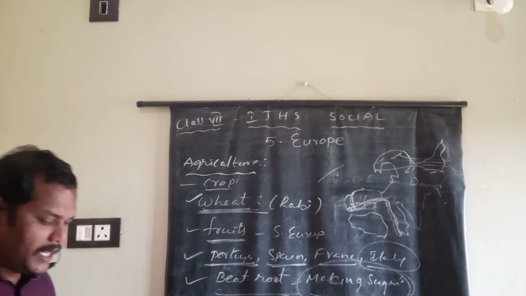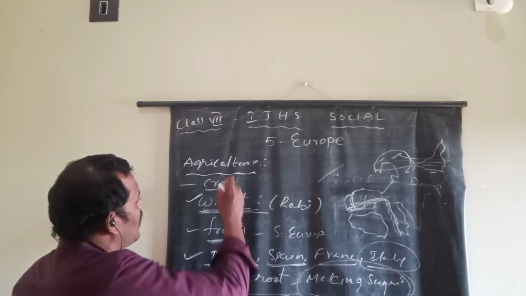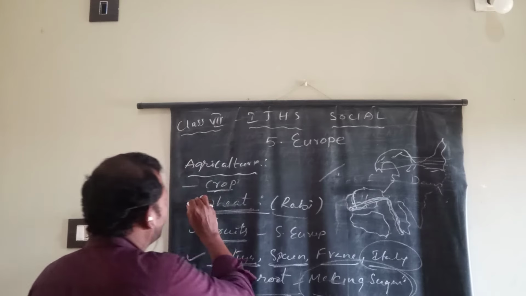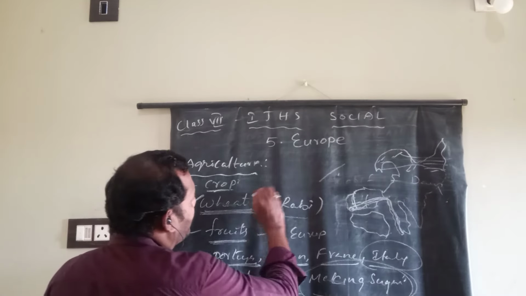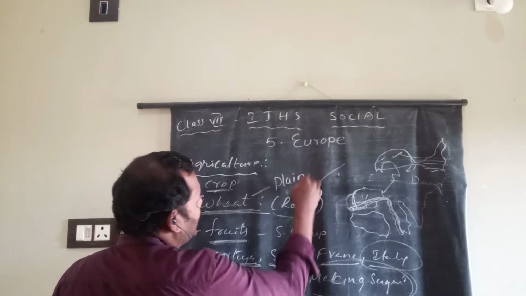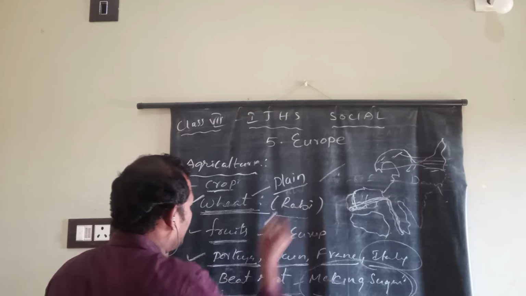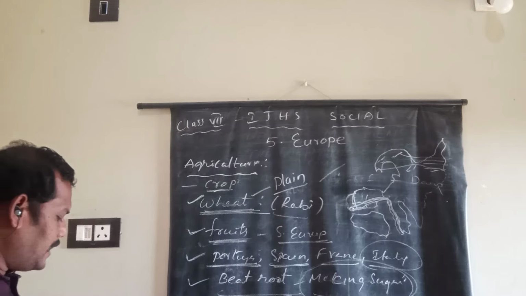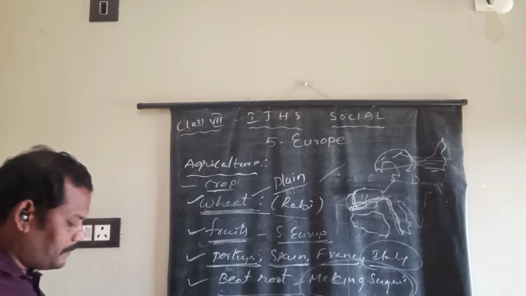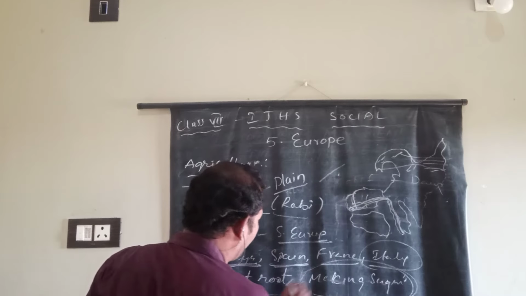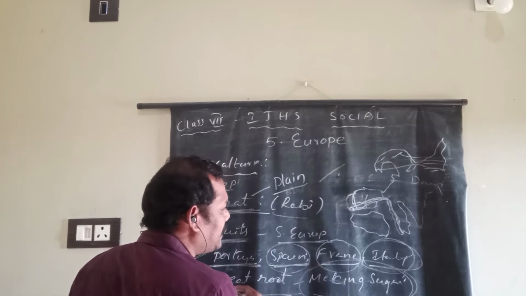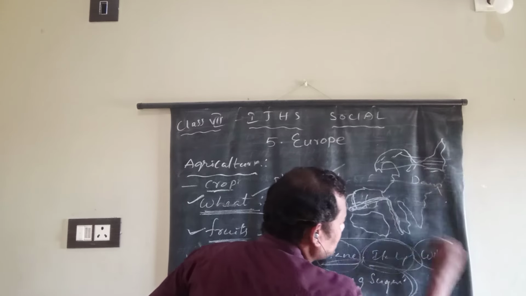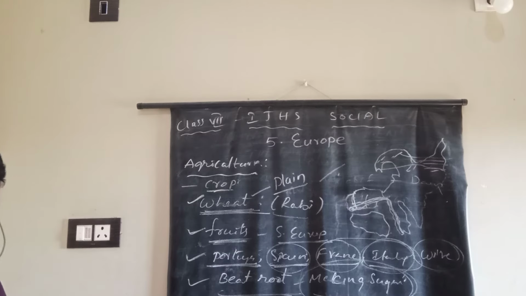Just two examples here. This is the cropping system. What is wheat? It is the important crop in the European continent. It is mostly grown in which areas? Plain areas. Second one, fruits are another important crop. The southern European people grow fruits, and in France, Italy, and Spain, with the fruits they also make wine. Fruit wine is also made in the European continent. This is very world famous.